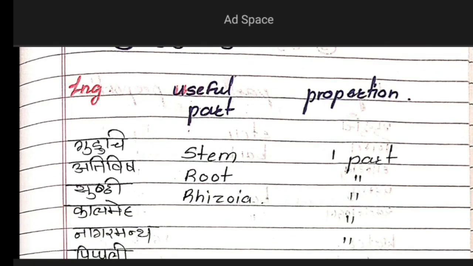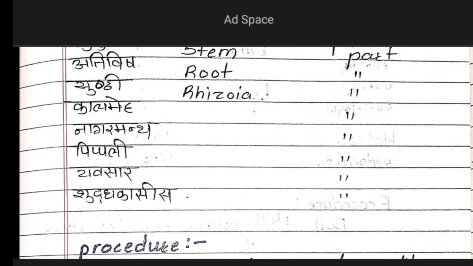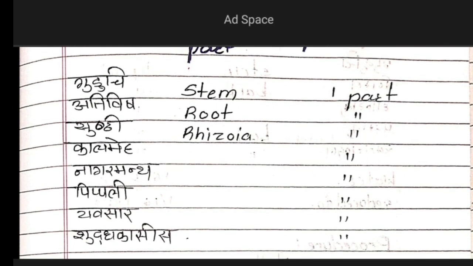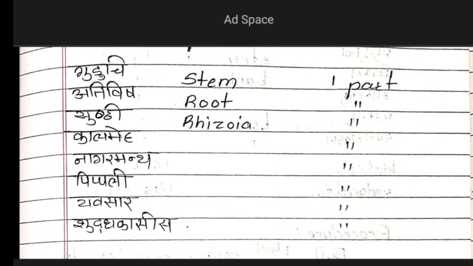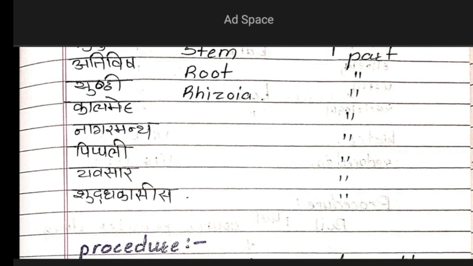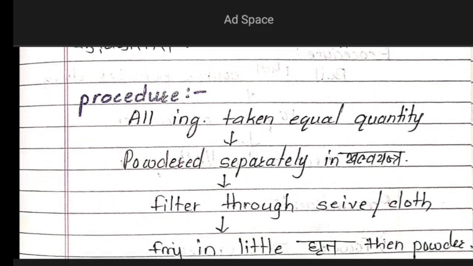For that, the ingredient, useful part, and proportion chart is there. Ingredients are Guduchi, useful part stem, and proportion is 1 part. Every ingredient has proportion 1 part. The next ingredients are Ativisha, useful part root, Sunthi, Raizhuya, Kalameha, Nagarmantha, Pippali, Yavasara, Shuddha Kasisa.